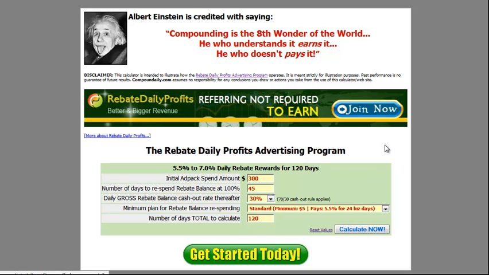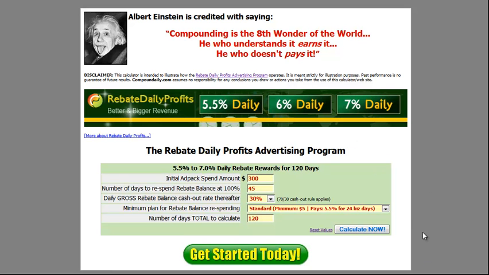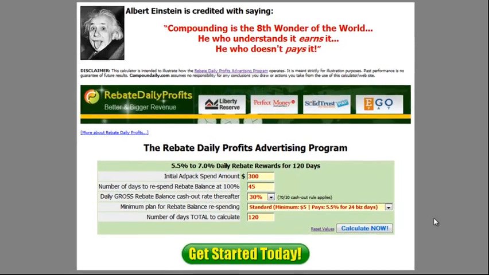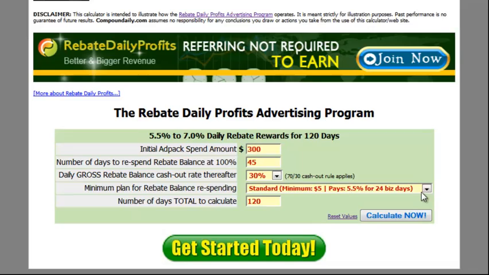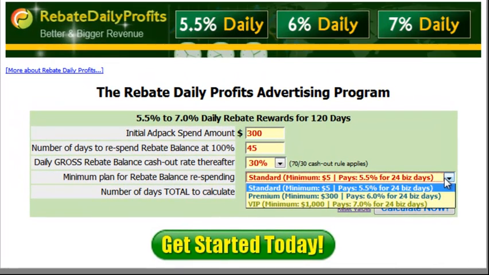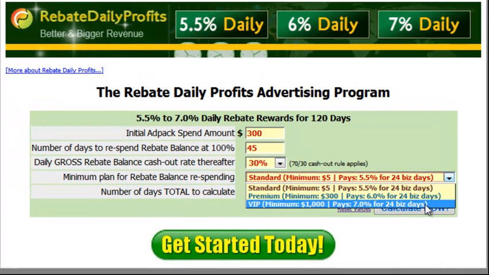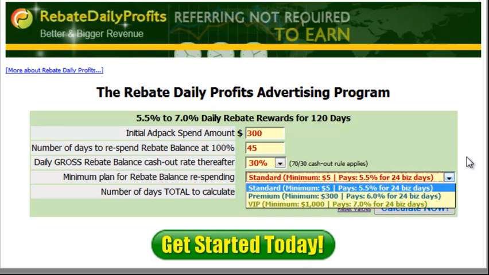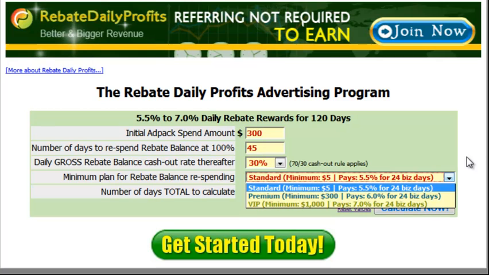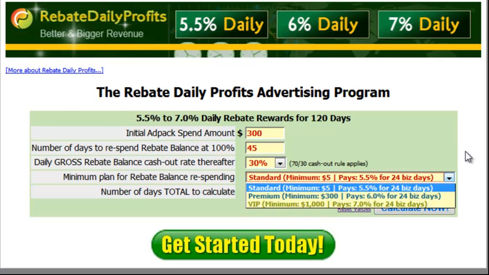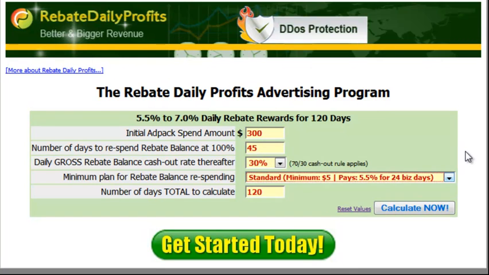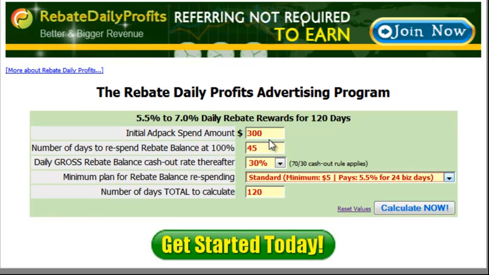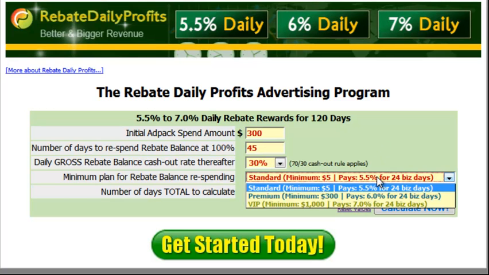As you know, Rebate Daily Profits is an advertising program, and you're buying advertising, and based on the size of your initial ad purchase, you will earn between 5.5% to 7% daily for 24 business days. So over the course of a calendar month, you will have about 24 business days of rebate repurchasing going on.